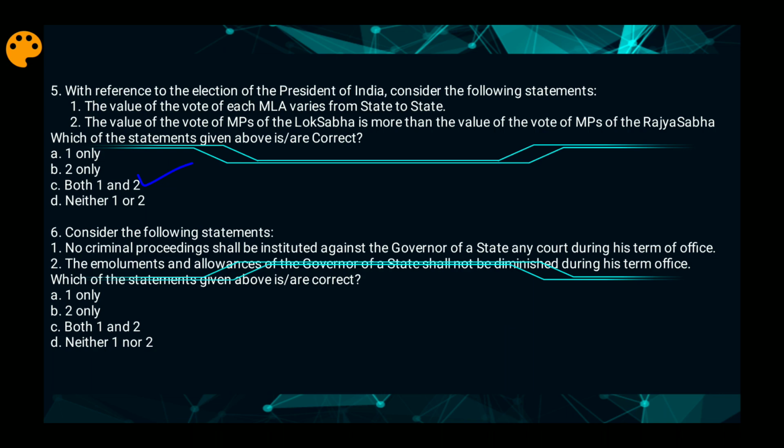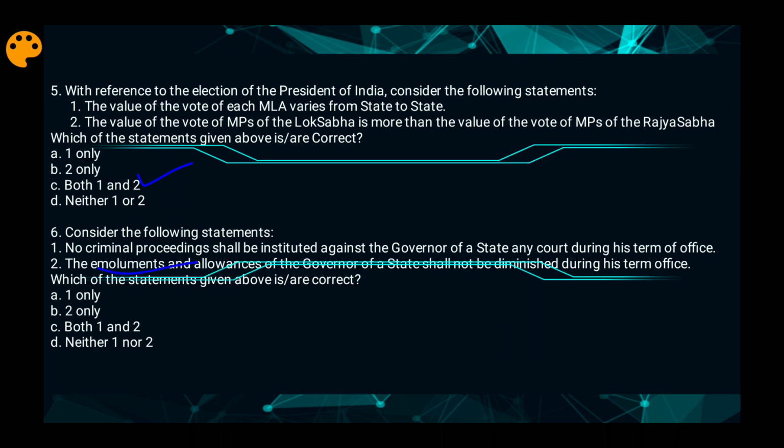Question number 6. Consider the following statements. Number 1: no criminal proceedings will be instituted against the Governor of a state in any court during his term of office. This is a correct statement because the President of India and the Governor of any state in India shall be immune from any criminal proceeding in any court of law.